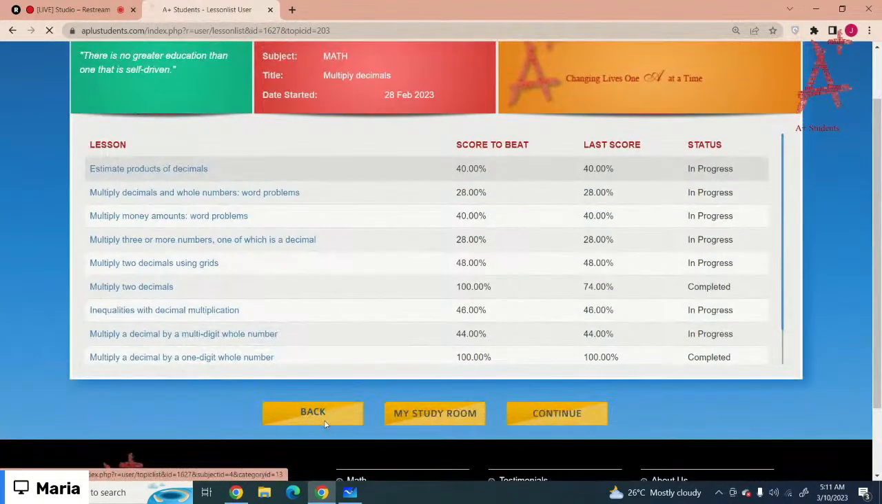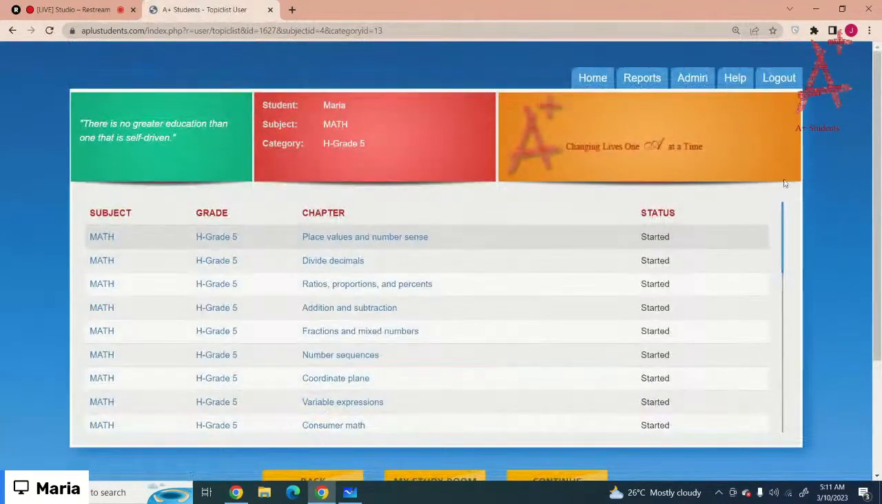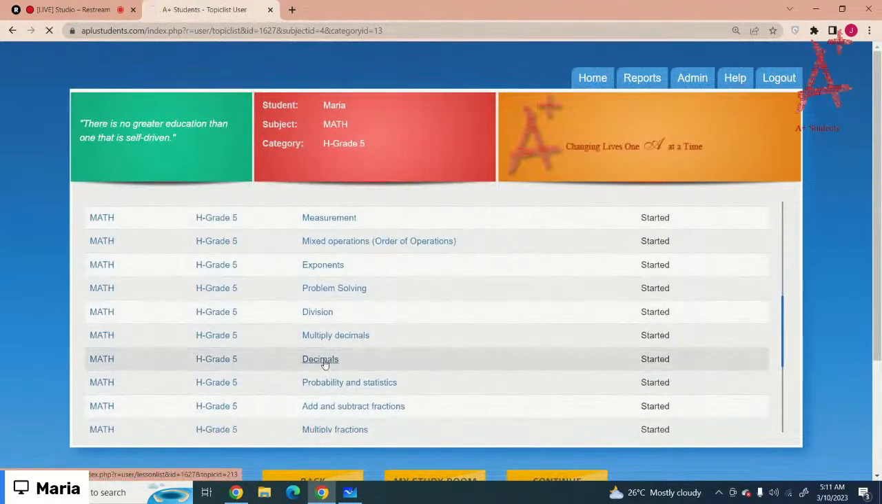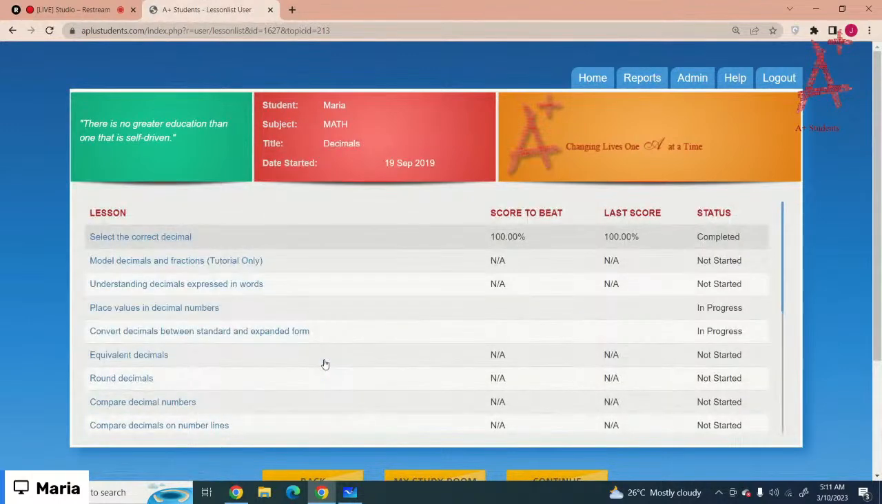Got it? Let me just start with the new lesson. The new lesson we're going to start with is decimals. Let's just start with the next lesson, that is decimals. Okay, let's just start with the first lesson, that is select the correct decimal.